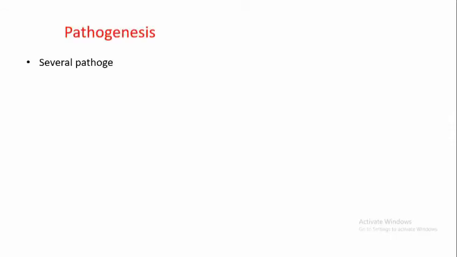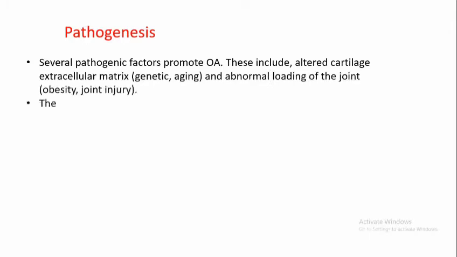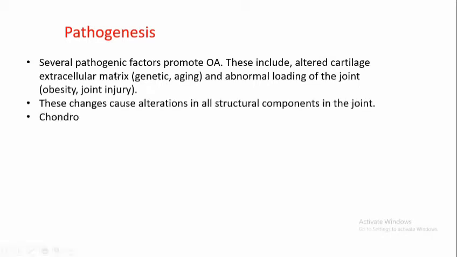First, we are going to look at pathogenesis. Several pathogenic factors promote OA. These include altered cartilage extracellular matrix, genetic factors, aging, abnormal loading of the joint, obesity, and joint injury. These changes cause alterations in all structural components in the joint.